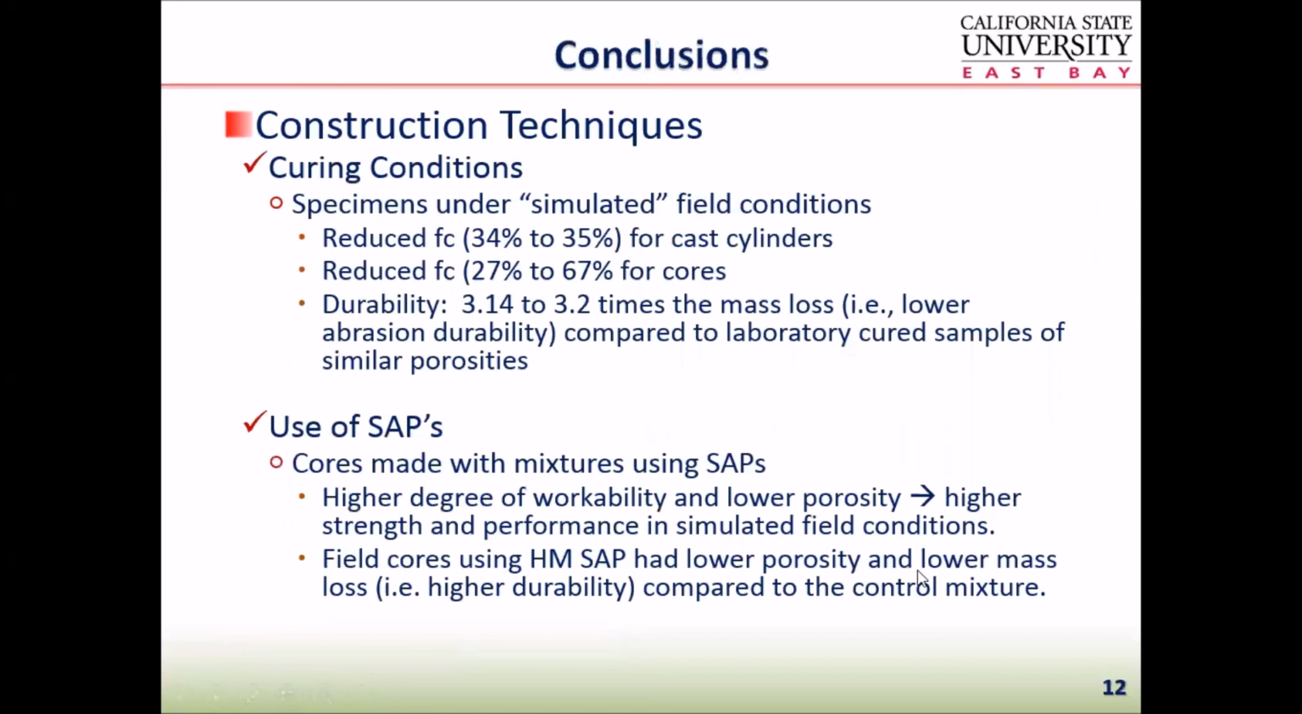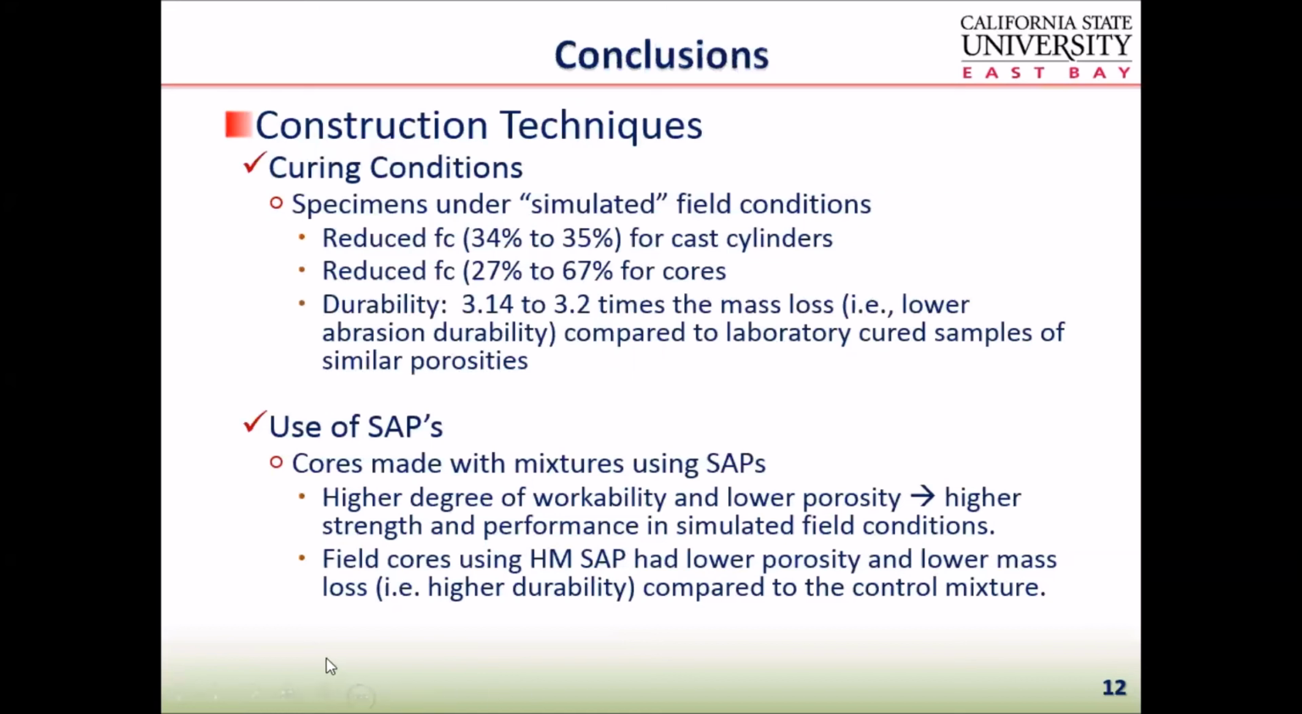In conclusion, we could see that field curing conditions reduce the strength of cast cylinders by 34 to 35%. This was even more significant for cores, where the loss could range between 27 and 67%. The durability was significantly affected by curing conditions, and you can see that there was a loss of roughly three times the mass loss when compared to specimens cured in the lab under ideal conditions.